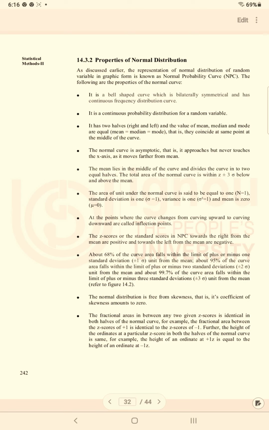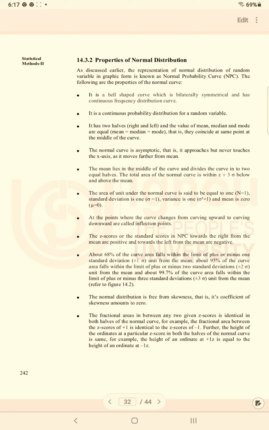Scores towards the right from the mean are positive and towards the left from the mean are negative. About 68% of the curve area falls within the limit of plus or minus 1 standard deviation, plus or minus 1 sigma, unit from the mean. About 95% of the curve area falls within plus or minus 2 standard deviations, plus or minus 2 sigma, and about 99.7% falls within plus or minus 3 standard deviations, plus or minus 3 sigma, from the mean.